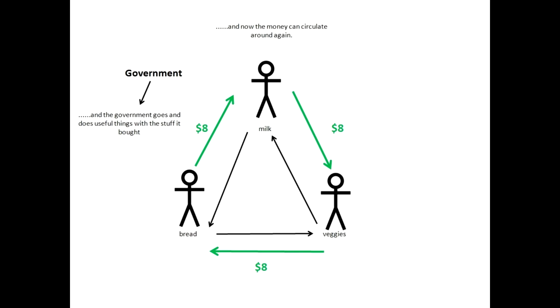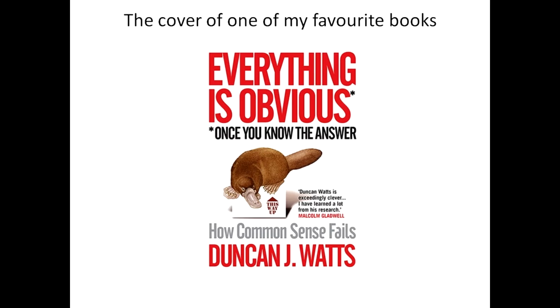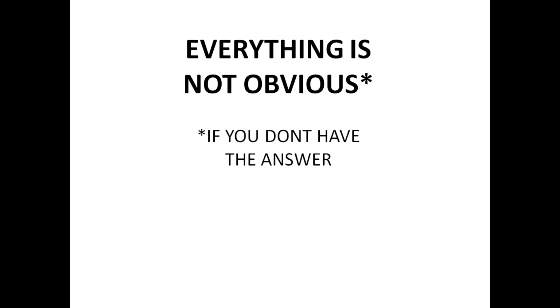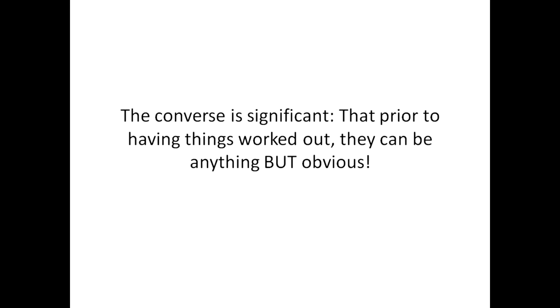This gives me a chance to show you the cover of one of my favourite books, Everything is Obvious, with an asterisk, which stands for once you know the answer. The book title is highlighted not for the message it is saying, but rather the opposite, that if you don't have the answer, things are not necessarily obvious at all. Prior to something being worked out by someone, things can be anything but obvious. And this is how it is when it comes to government spending and taxing into the economy and how these work.